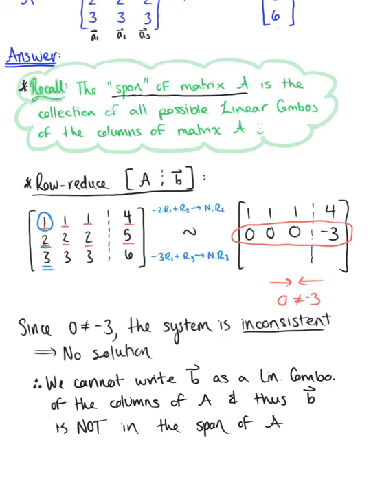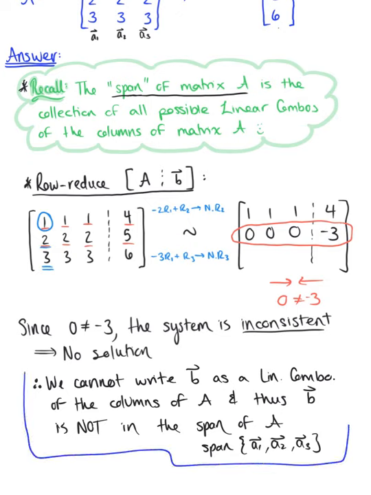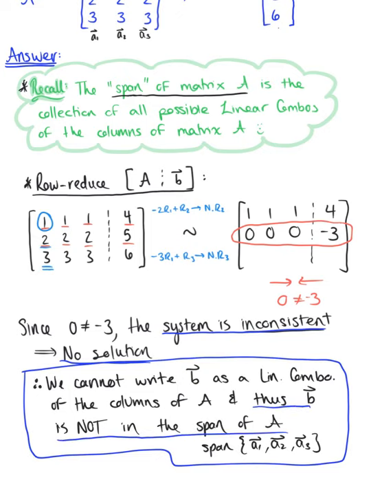Or if you want, you could write your span of A as the span of vectors A sub 1, A sub 2, A sub 3. And this is our beautiful final answer. So we cannot write vector B as a linear combination of the columns of matrix A because the system is inconsistent and no solution exists. So therefore, vector B is not in the span of A.